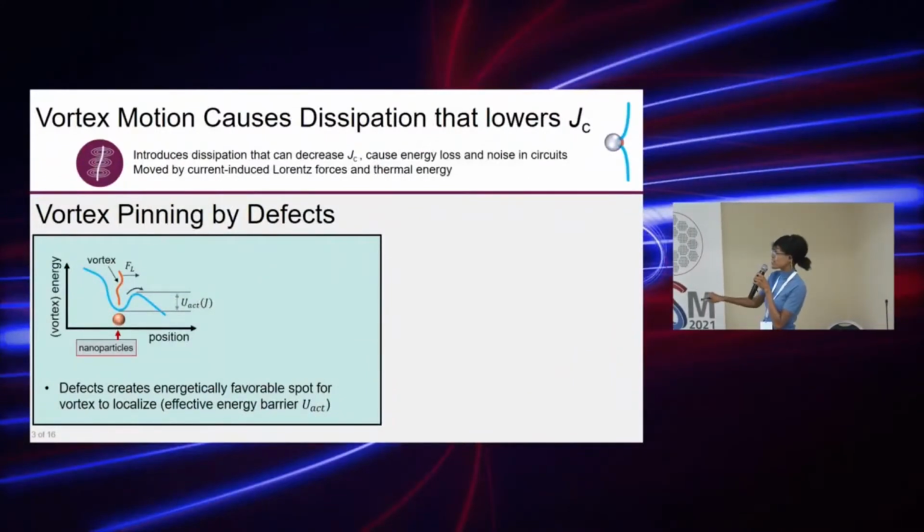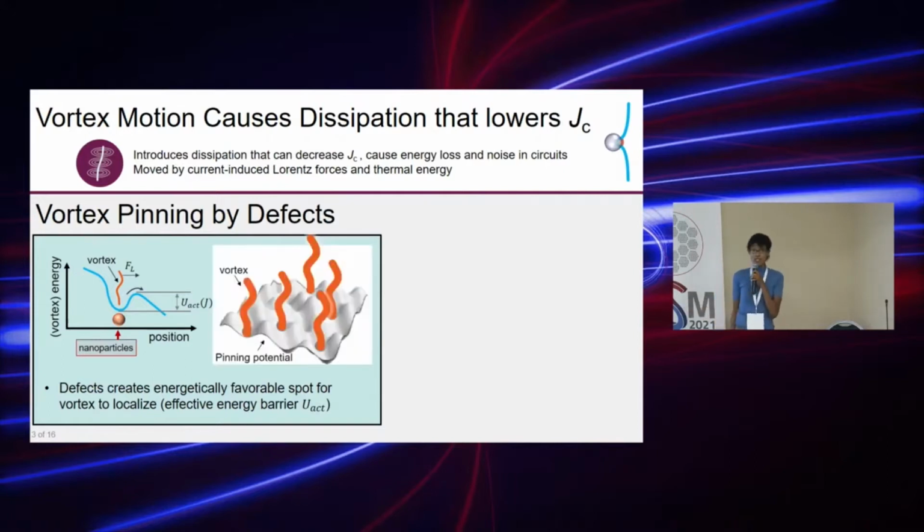So here you can see a simplistic picture of what's going on. A defect can create an energetically favorable spot for a vortex to localize to minimize the energy of its core, which results in an effective energy barrier that must be surmounted for the vortex to move. So the defect landscape in a material defines an effective vortex pinning potential.